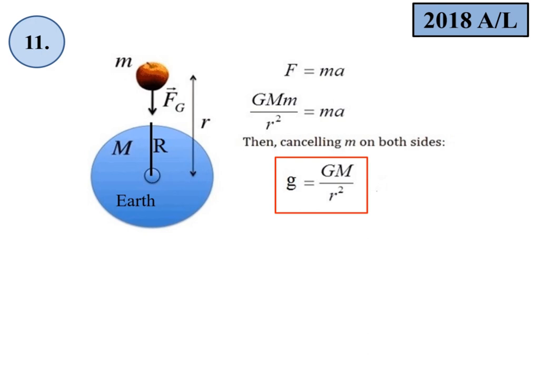There is a special case when the small m object is at the surface of the planet. That means small r becomes capital R, so the gravitational acceleration g equals capital G capital M divided by R squared. If the planet is Earth, then this g is 10, the gravitational acceleration we know. So when doing this sum, this equation is very important.